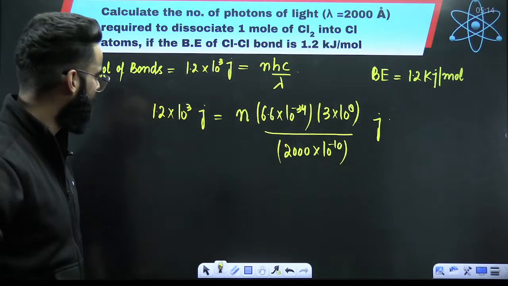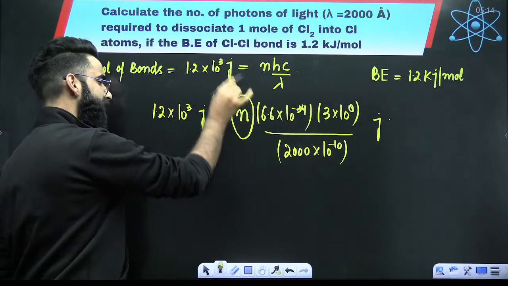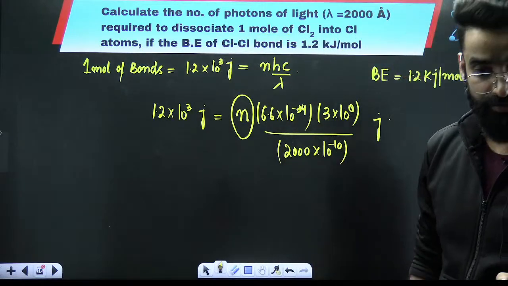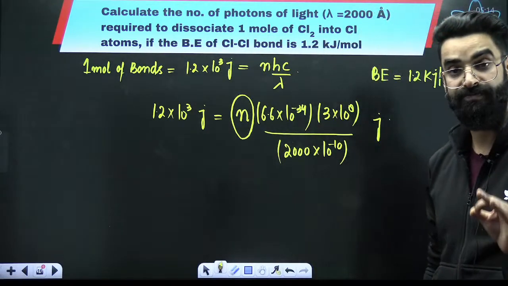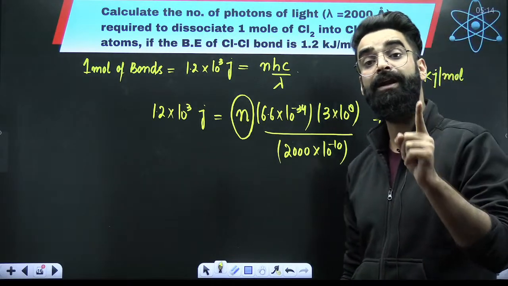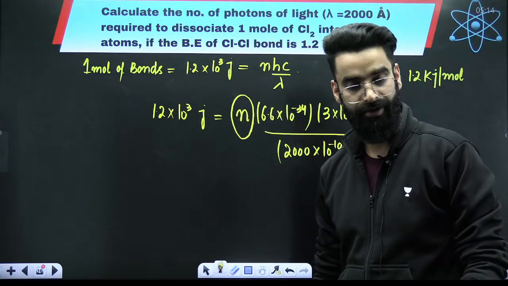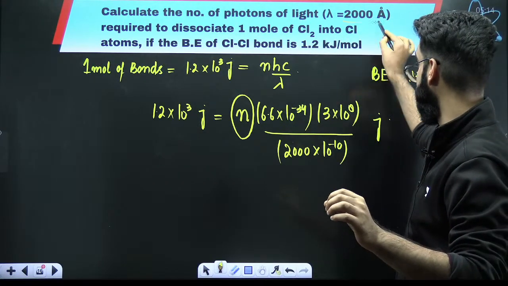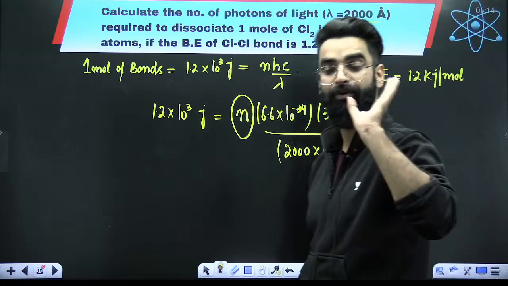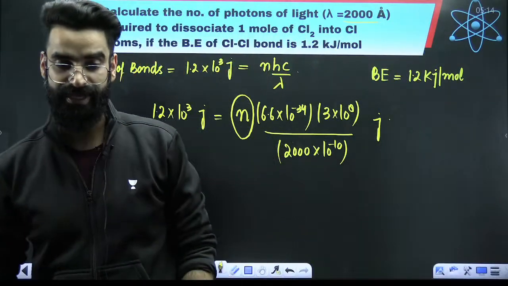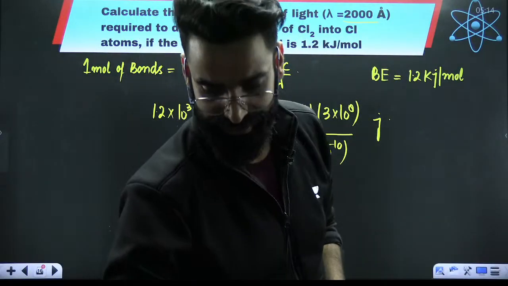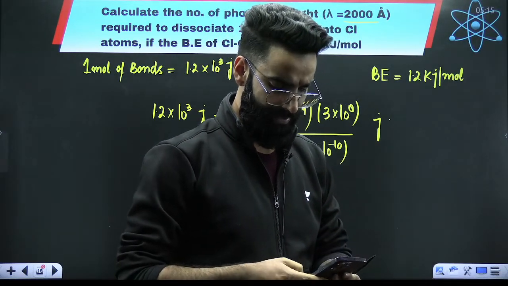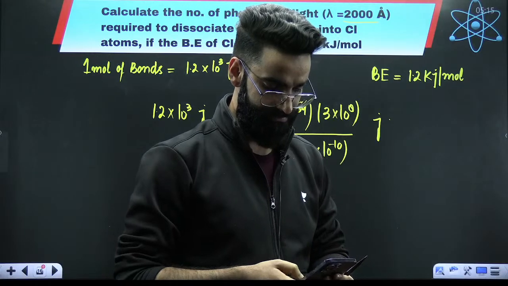Now again, one equation, one unknown, right? What is the unknown value here? Unknown is N. N you can easily calculate. So N gives you the number of photons which have got wavelength of 2000 angstroms, which are required to break 1 mole of bonds. Let me know once in the chats quickly if it is super clear to everyone.